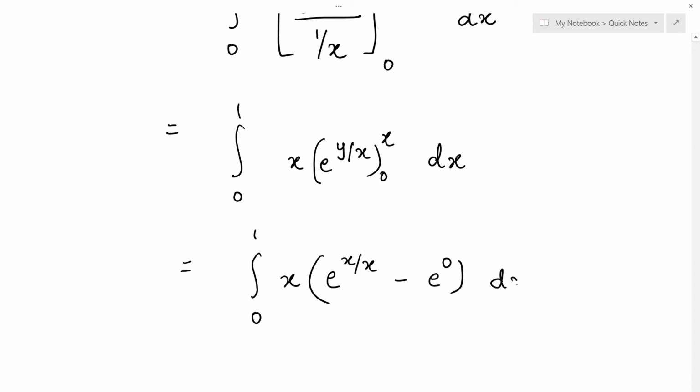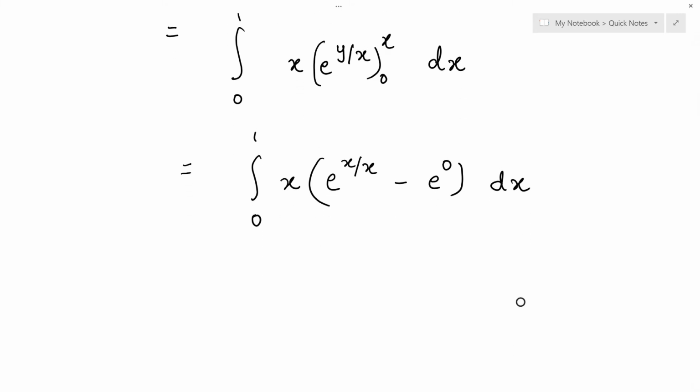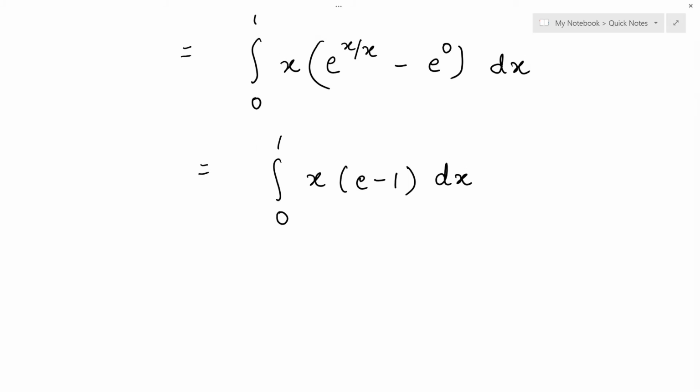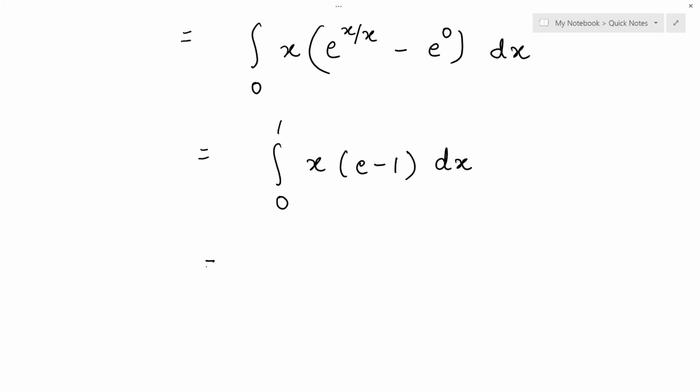This is what you will get. Okay, so now x upon x, you know, it is 1, so which is the same as nothing but e. So 0 to 1 x and e minus 1 dx. So let me integrate now. Now this is a simple integration.